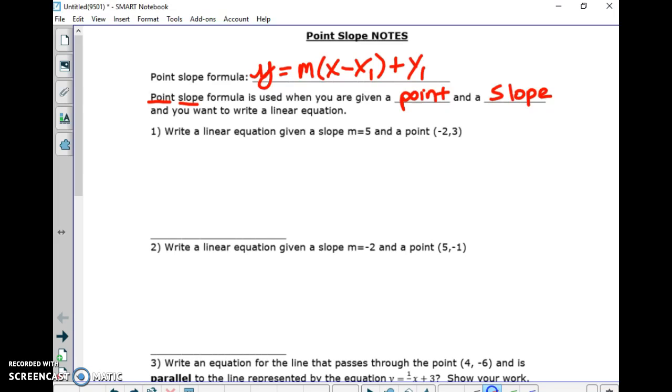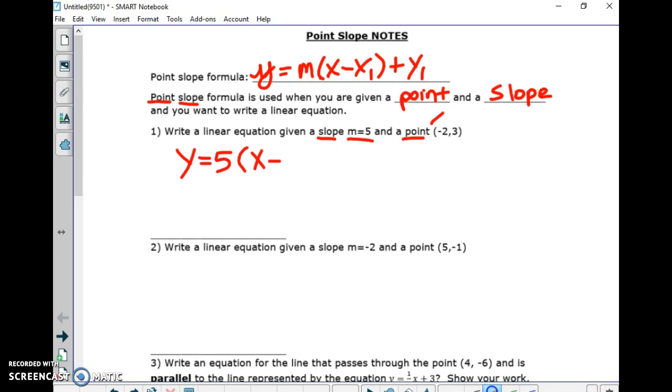So look at number 1. Do we have a point? Yep. Do we have a slope? Yep. We're just going to plug stuff in and then simplify. So let's do that. Y equals, and up here it says it's supposed to be m. What's my m? 5. So go ahead and write 5. And then up here it says parentheses x minus, and x1 is a number.